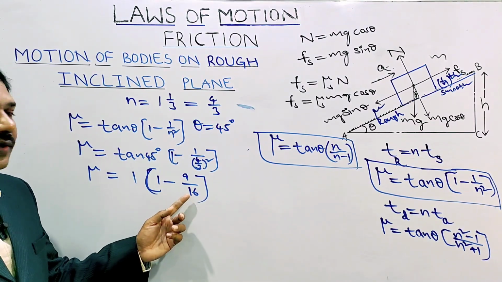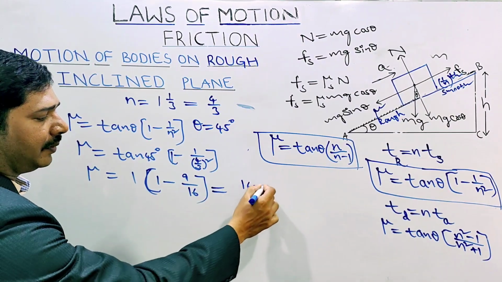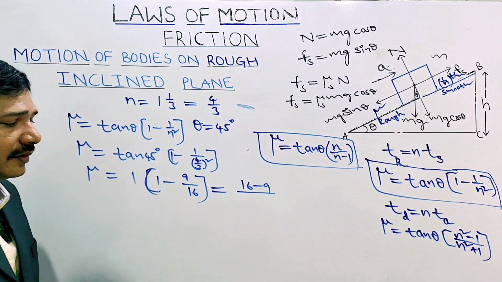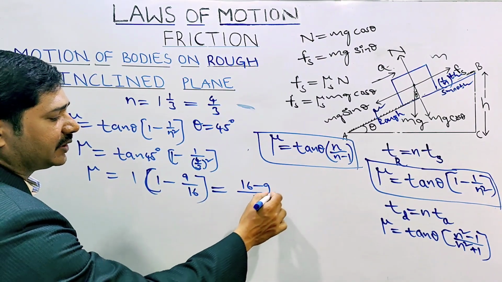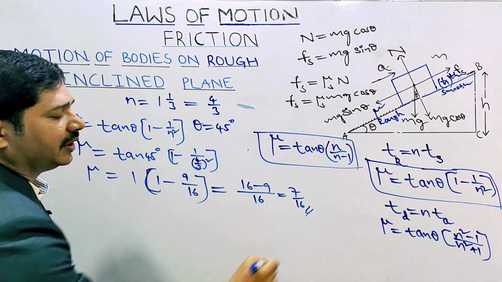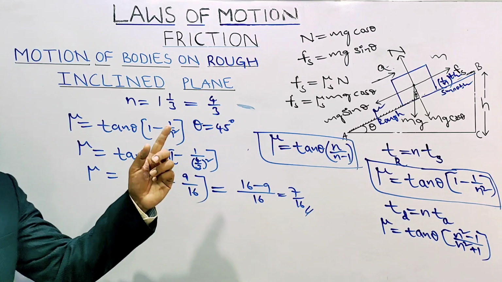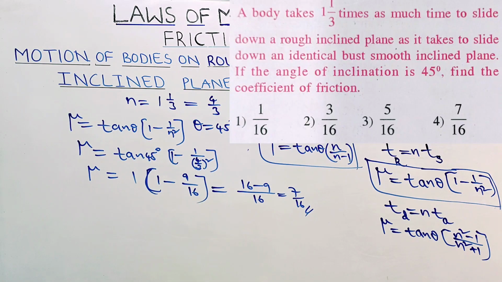So here the LCM is what? 16. 16 minus 9 divided by 16, that is 16 into 1. 16 minus 9 is how much? 7. 7 by 16. Therefore, the coefficient of friction is how much? 7 by 16. Which option is correct? The fourth option is correct. So you can write the next question.